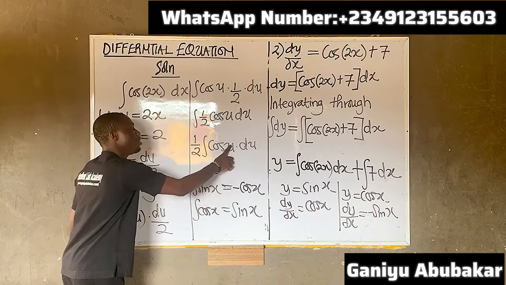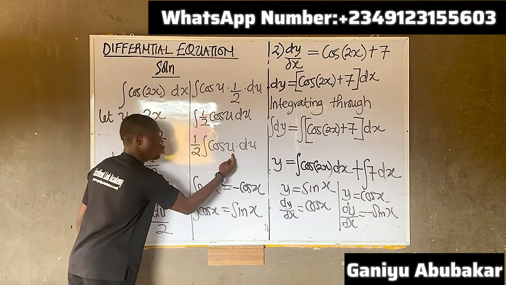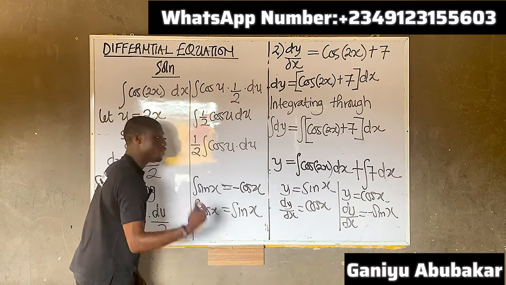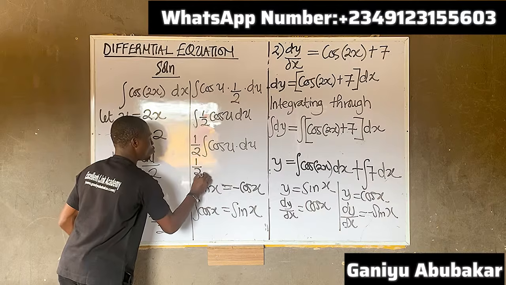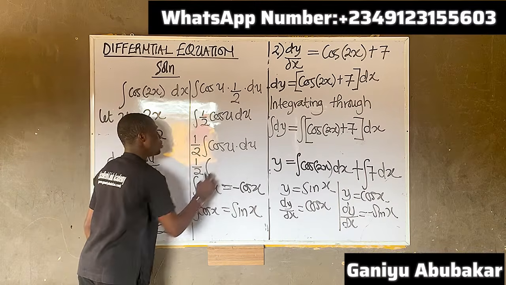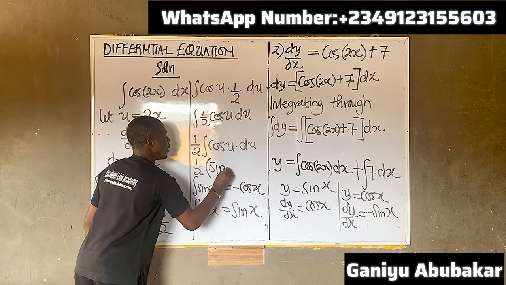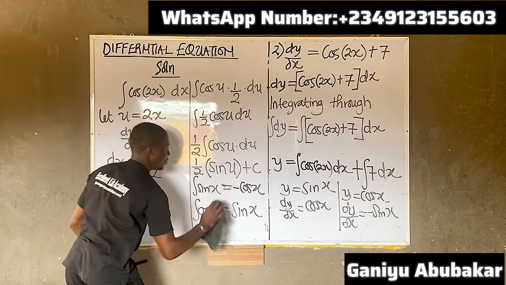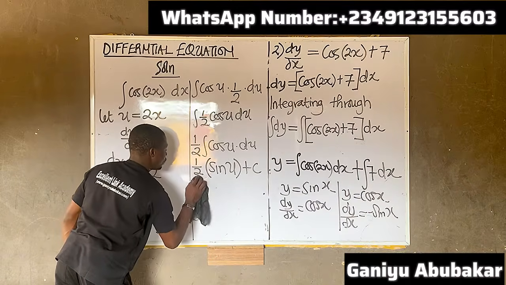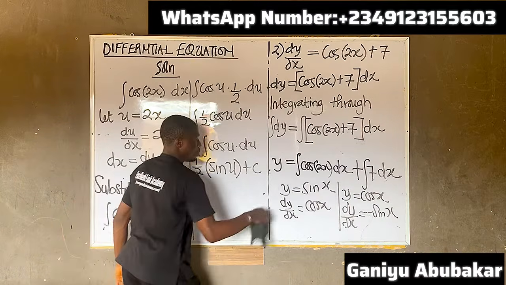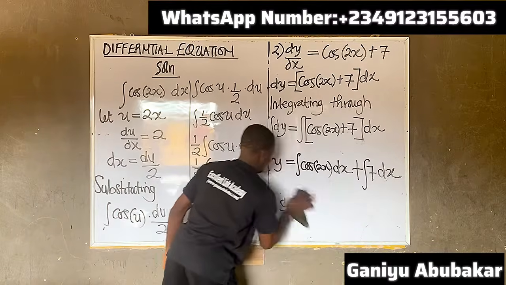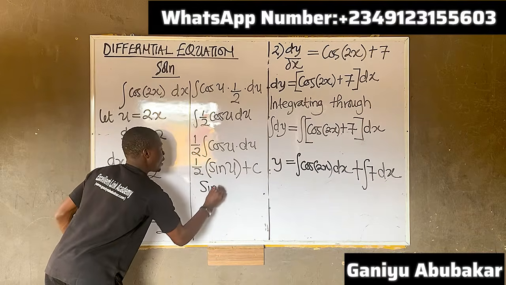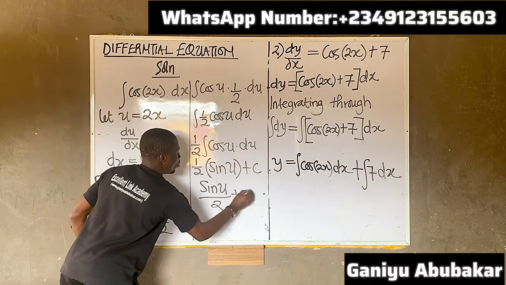Similarly, I'm assuming this u to be x now. If I integrate cos u, that gives you sine u. That gives you 1 over 2 into integral of cos u, which gives sine u, then plus c. All right, take this one off. From here, it gives you 1 times sine u, that is sine u over 2 plus c.